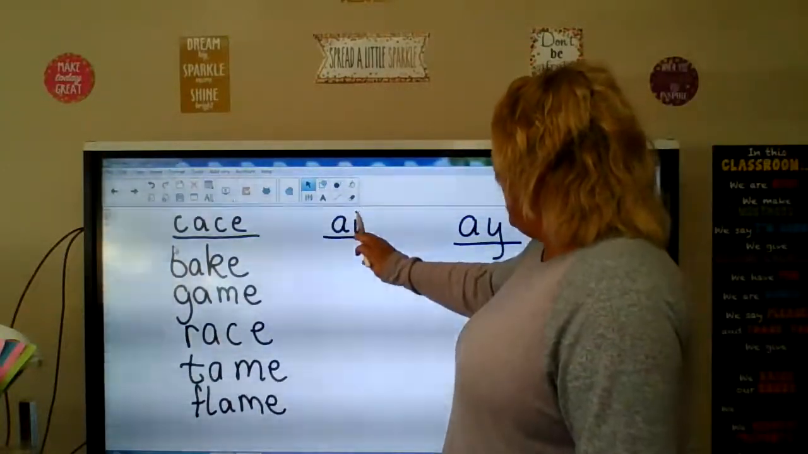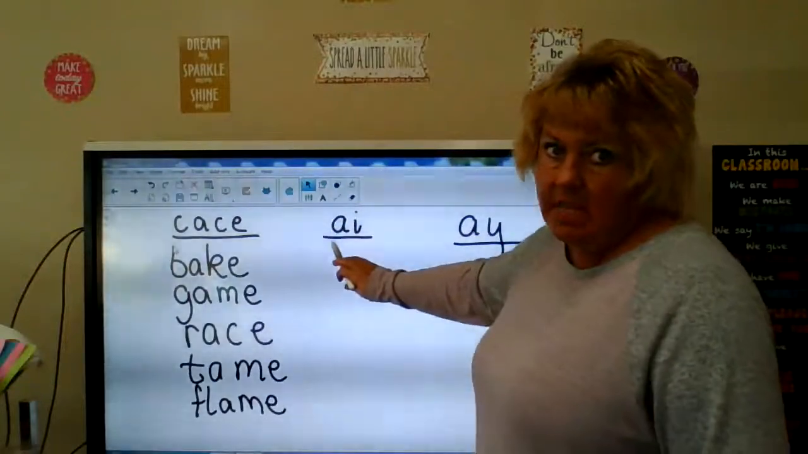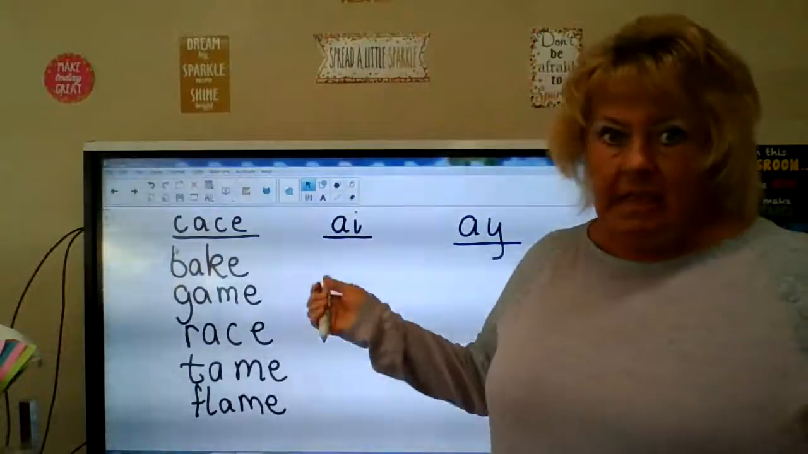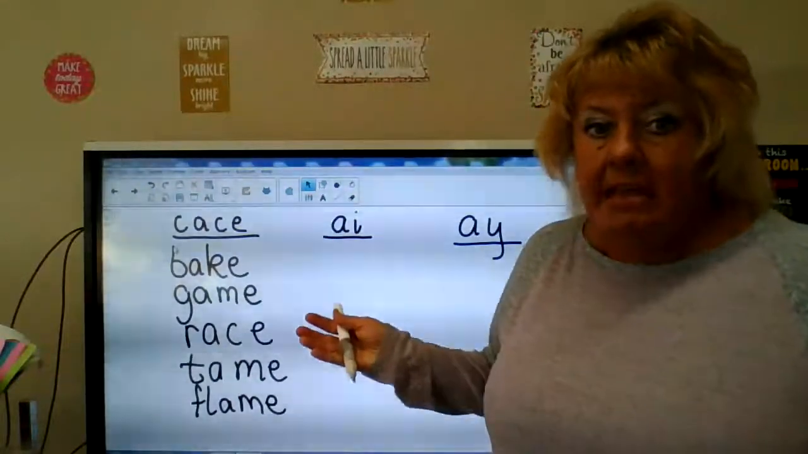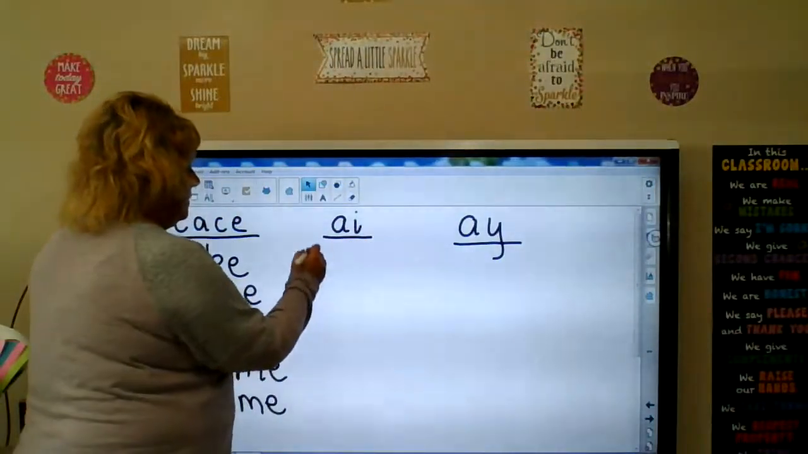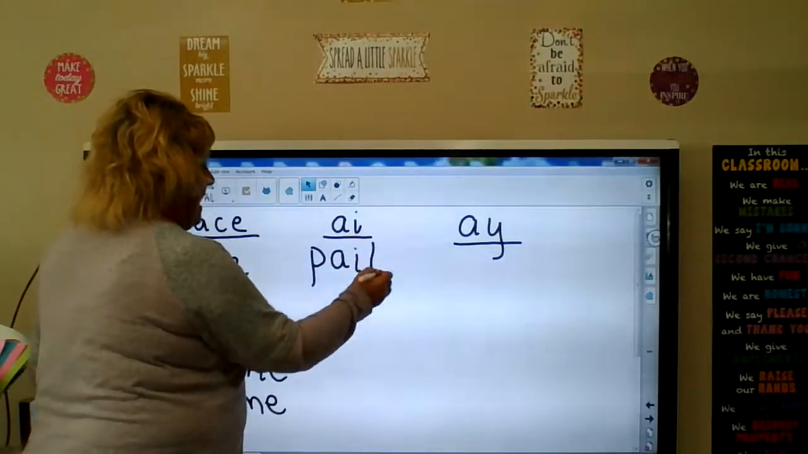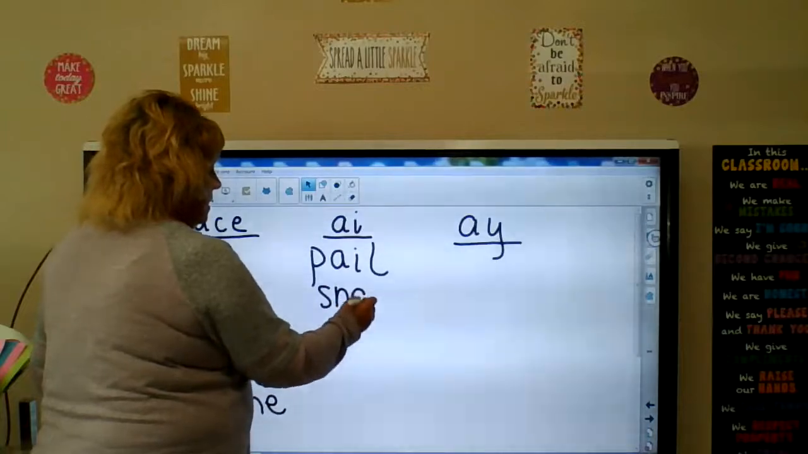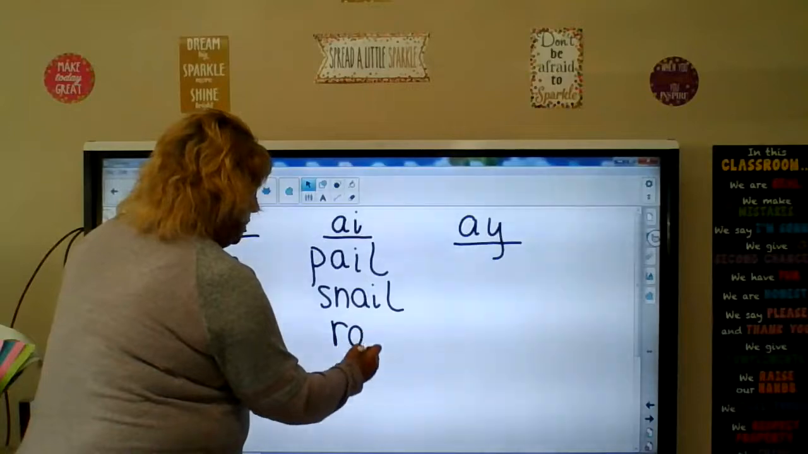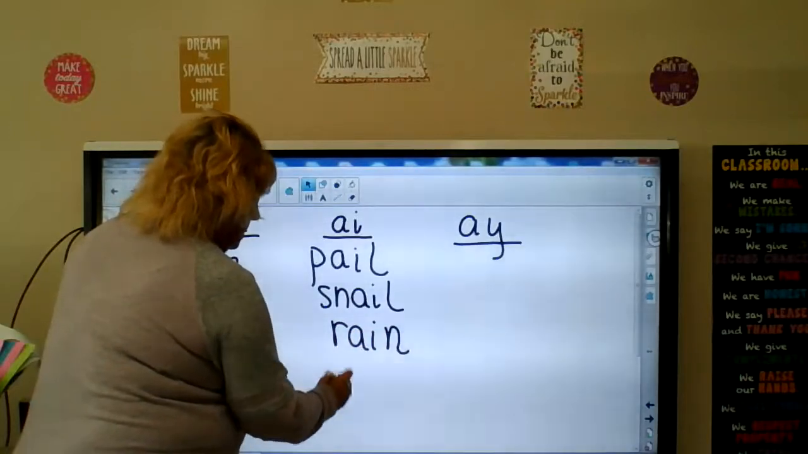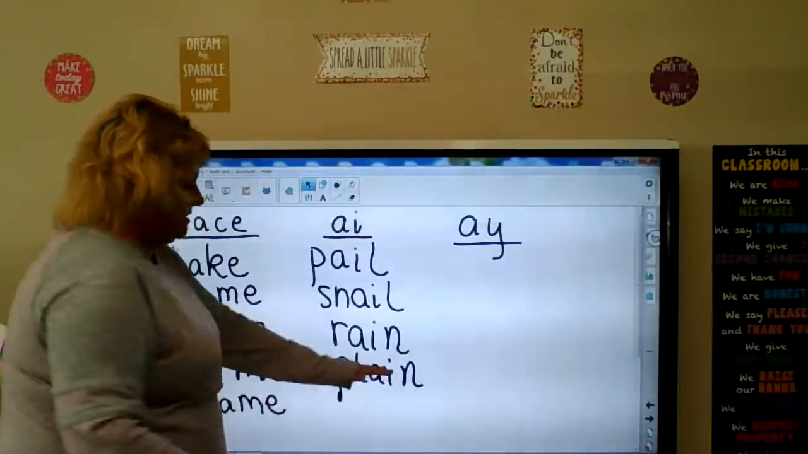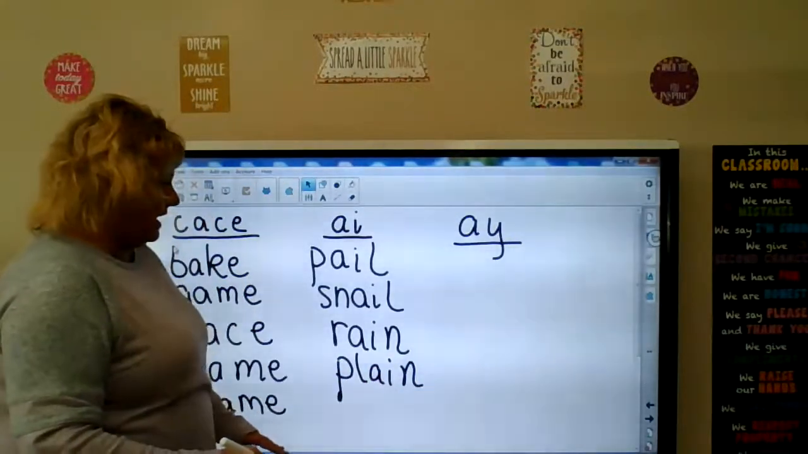Two vowels go walking, the first one does the talking. So the I doesn't say anything. So AI sounds like A. It's just A. So words with A: pail, snail, rain, plane. This means like ordinary or plain, not like an airplane.